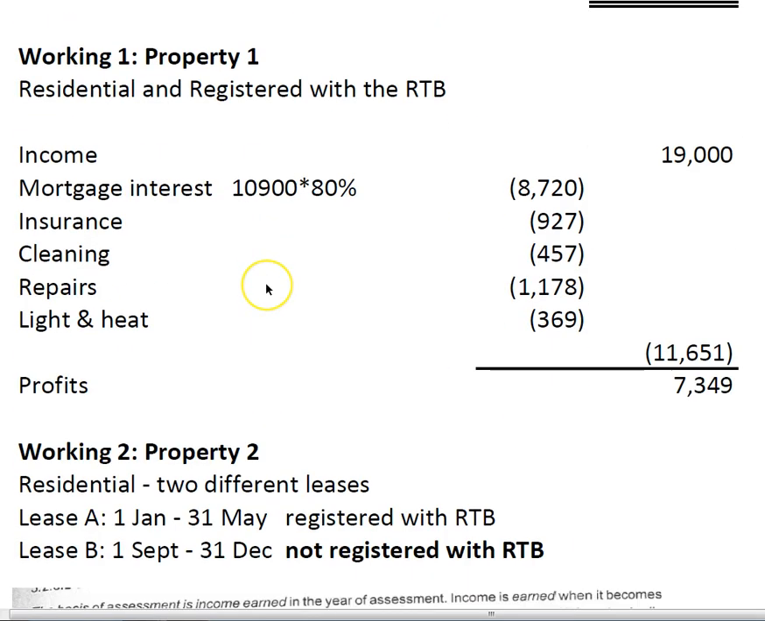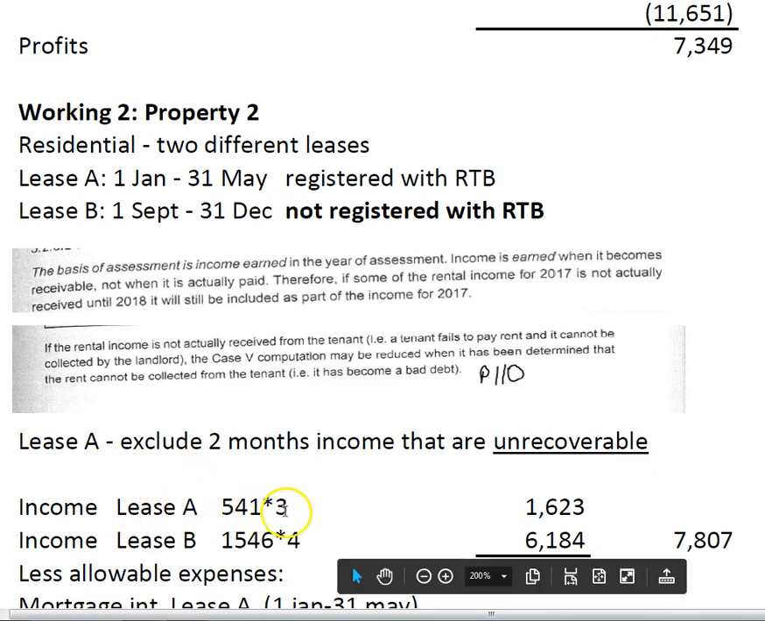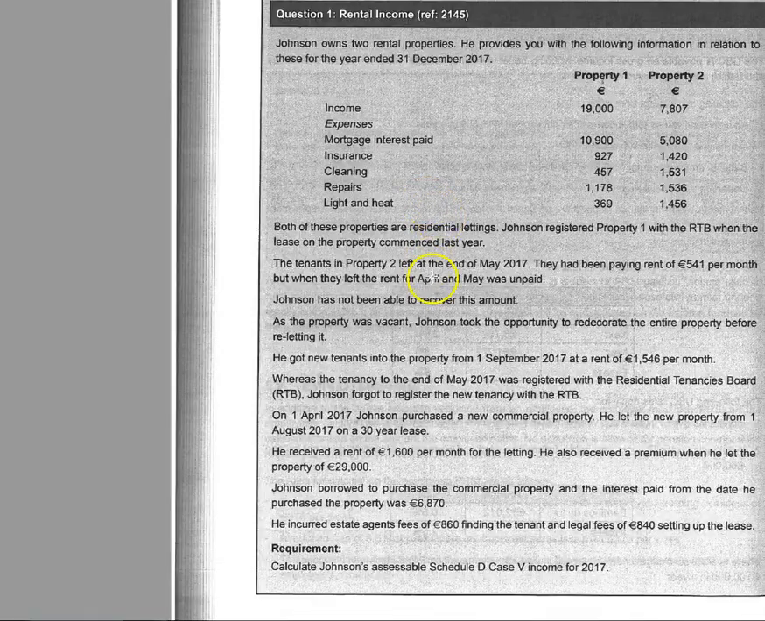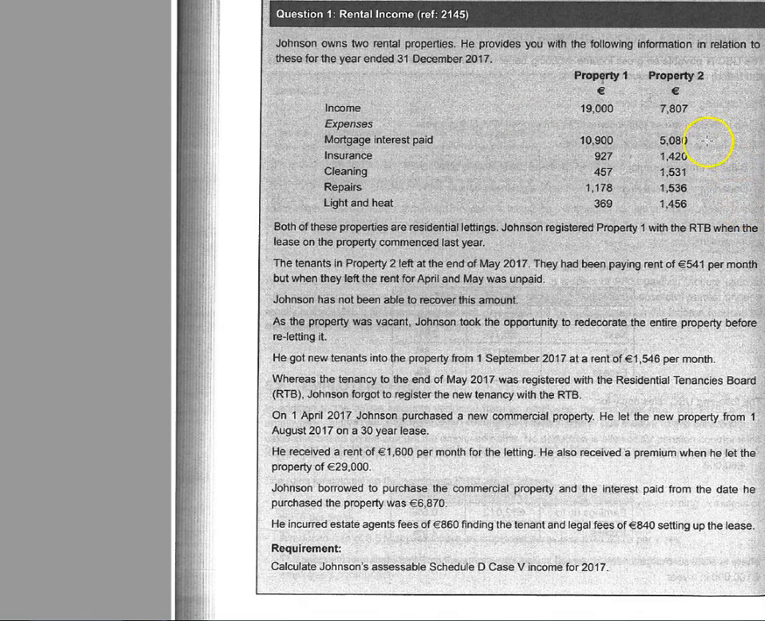So when we look at property 2, his income is the first 3 months at 1,623, 541 by 3. And then lease B, which is the second lease. We got new tenants from September, October, November, December, 4 months at 1,546, 6,184. So that's the income there, 7,807. And then we take away the expenses. And the mortgage interest is here.